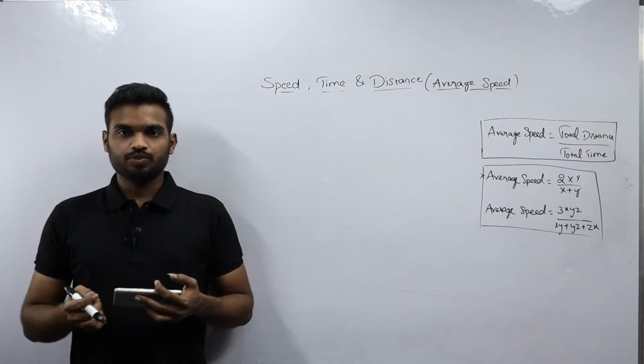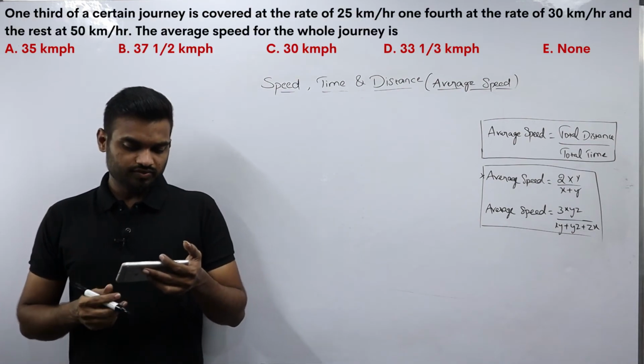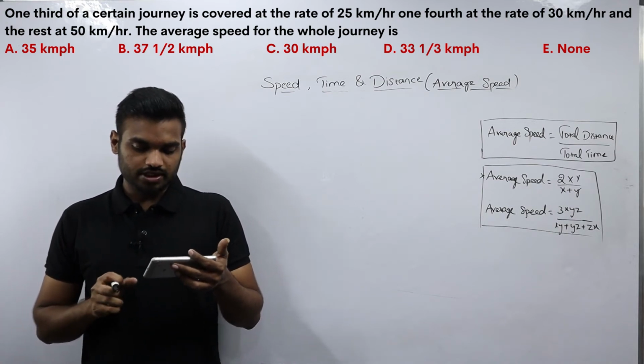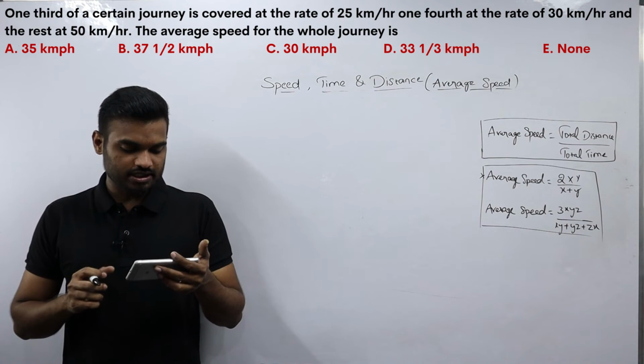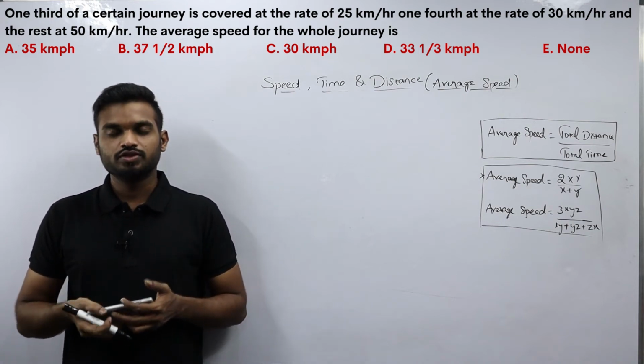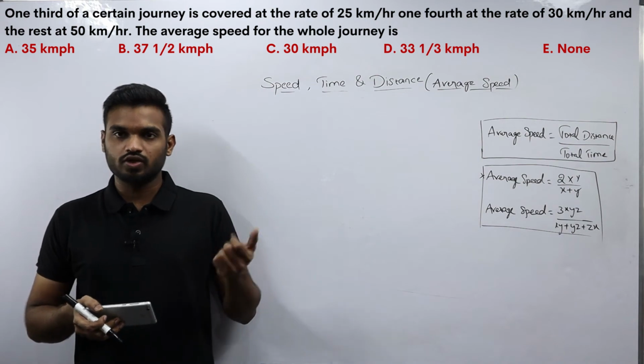Okay, now let's see the fourth problem. They are saying that 1/3 of a certain journey is covered at the rate of 25 km per hour, 1/4 at the rate of 30 km per hour, and the rest is at 50 km per hour. Find the average speed for the whole journey. So we need to find out the average speed for the total journey.